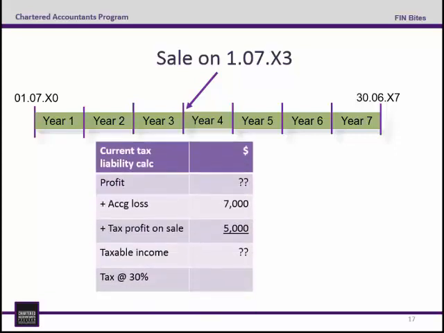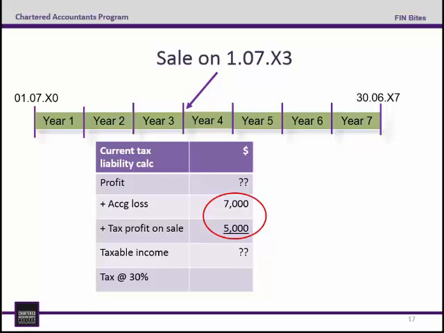So here's my timeline again, just to give you an idea of what's happening. Now, I'm doing this, remember, at the beginning of year 4. What I'm trying to show you here is that, at this stage, we don't know what the profit for the year is, but I'm adding back $12,000 with these 2 adjustments. That's because the accounting loss of $5,000 isn't deductible for tax purposes, but the tax profit of $7,000 is assessable. So overall, when I would be calculating my taxable income, I've got this $12,000 add back.